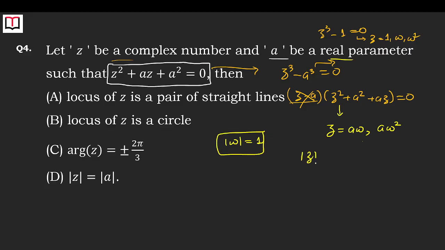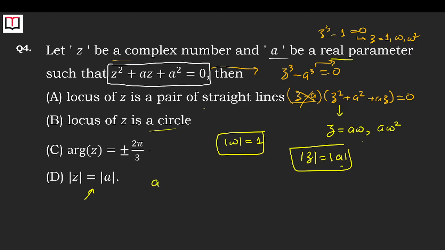So mod of z is mod of a. So this option is directly visible and correct. And the argument of z is plus minus 2 pi by 3. Locus of z is a circle? No, it's not possible because a is a parameter, not a fixed constant. Locus of z is a pair of straight lines? Yeah, that's fine.